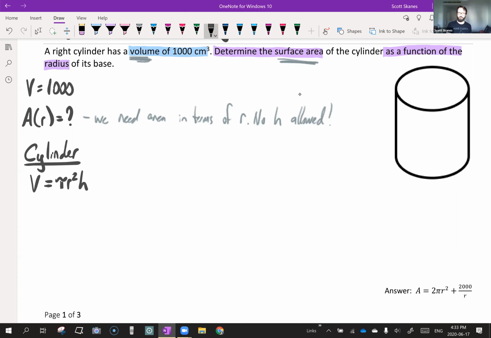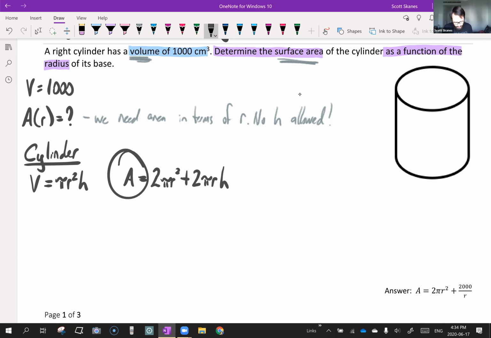You would get that from a formula sheet, all right? The surface area of a cylinder is 2 pi r h plus 2 pi r squared. Are you following me so far? I just wrote down everything I knew, volume and surface area. So now I start figuring out what I need to do.